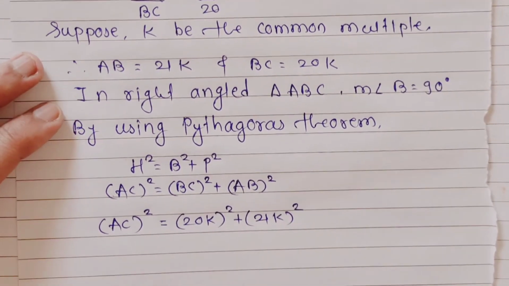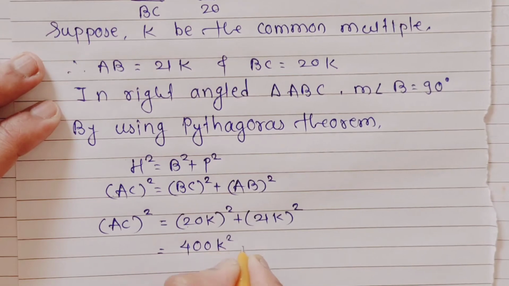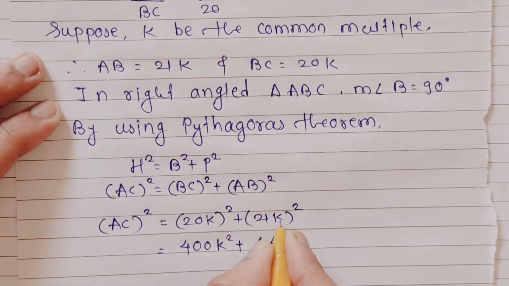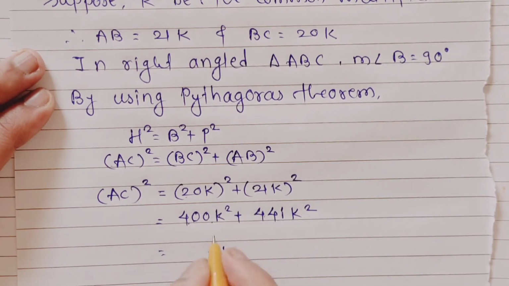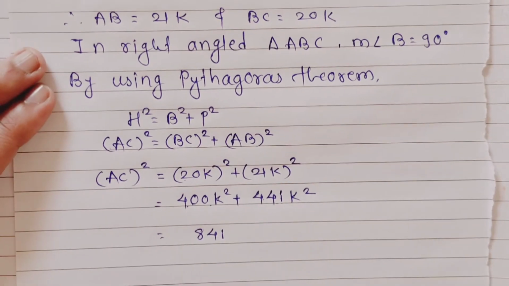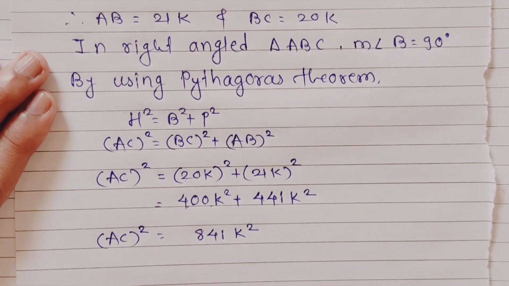Is it clear? So it is equal to 20 square, we know that 400 into k square, 21 square, that means 441 into k square. Is it clear? Then addition, there are 2 zeros, so 1 as it is, will come. After that 4 plus 4, that means 8. So addition is 841 into k square.